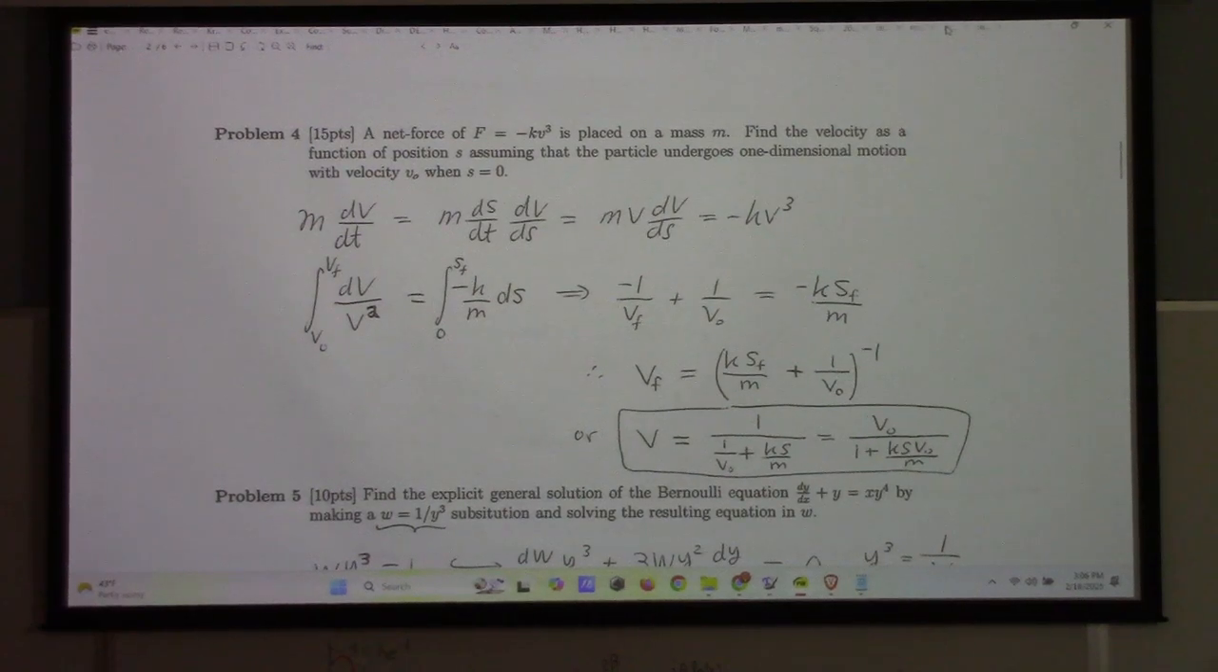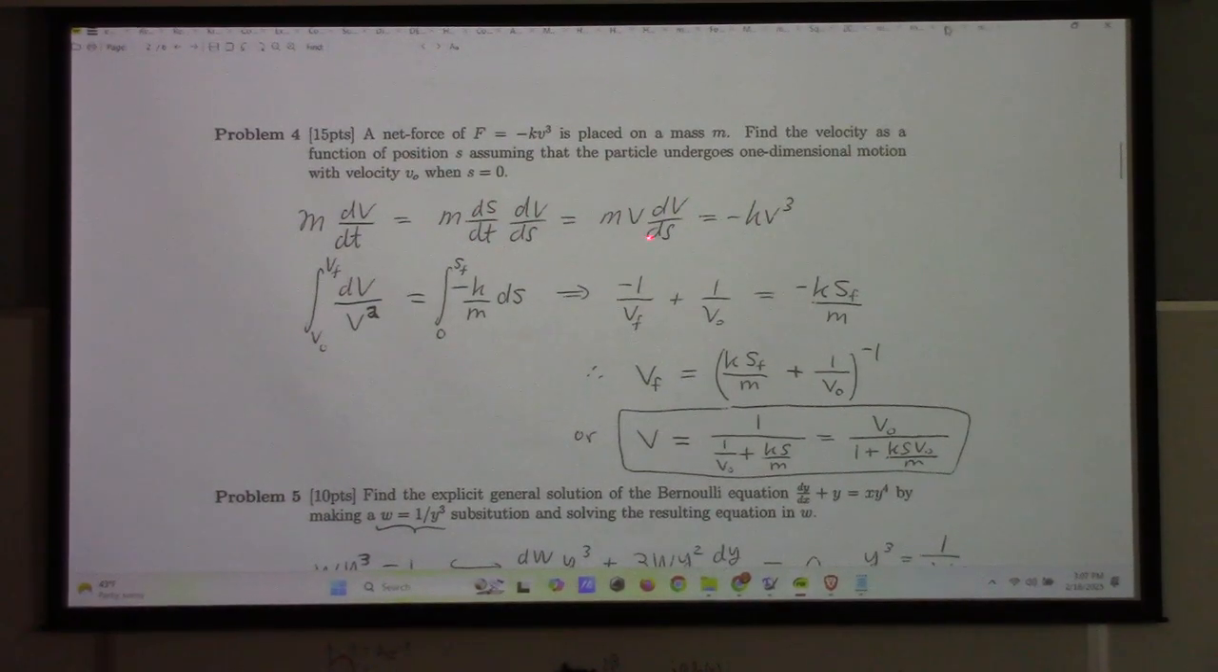Yes, you've got a cubic friction force with a k on it for some reason. I guess I got tired of beta. Find the velocity as a function of position s. Ooh, sneaky. Assuming that the particle undergoes one-dimensional motion with velocity v naught when s equals 0. In this case, ds/dt is my v. So I change my dv/dt to ds/dt dv/ds. I think it sounds more fun if we make it x, because then you get to say m dx/dt dv/dx, or v dv/dx. See, v dv/ds just doesn't have the same ring to it.